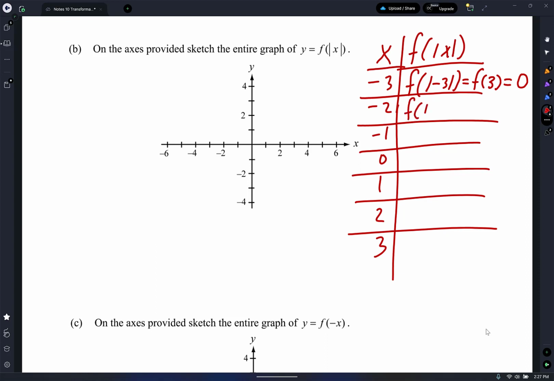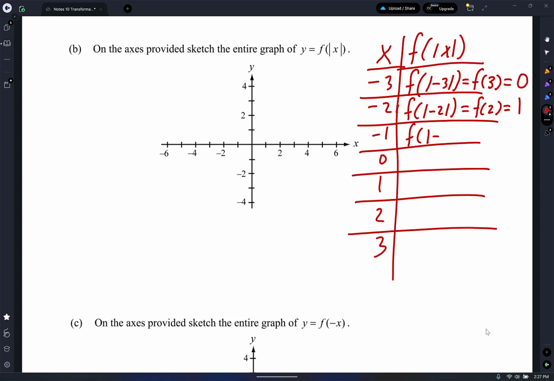F, absolute value of negative 2. What's absolute value of negative 2? 2. What's f of 2? 1. Where am I getting those values from? From the original one, guys.